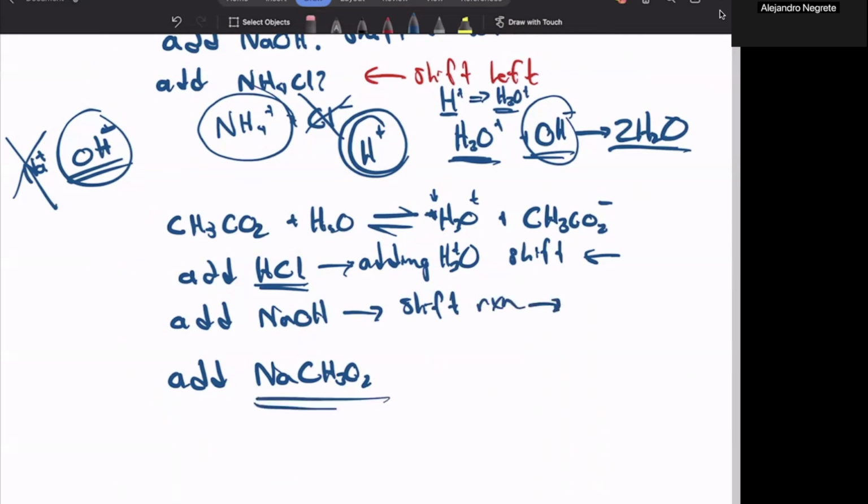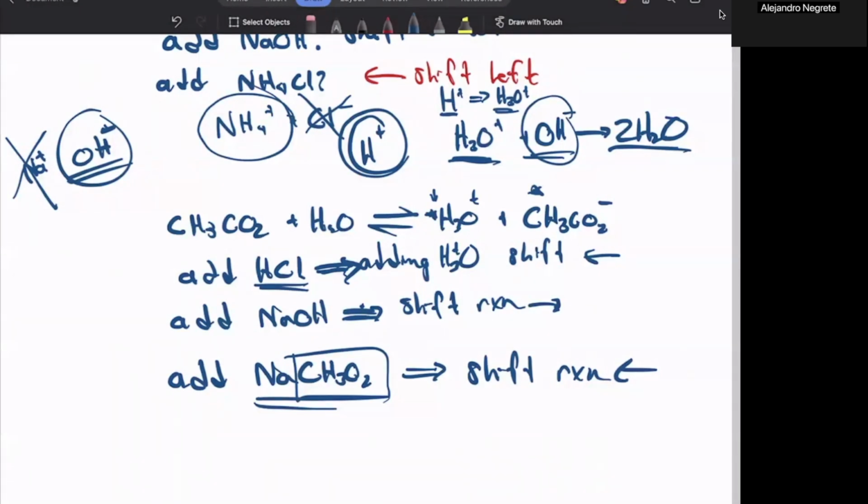Now, if we add some sodium acetate, the sodium we're not going to worry about, but the acetate here, that means that we're increasing this concentration here. To relieve the stress, you write a double arrow here, we're going to shift the reaction to the right. Right? So those are just the effects of adding some acid or some base into these reactions here.